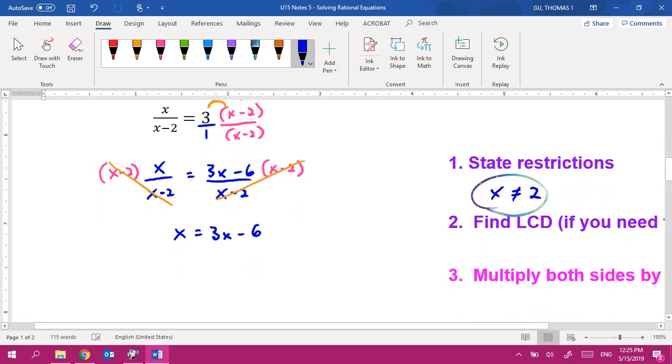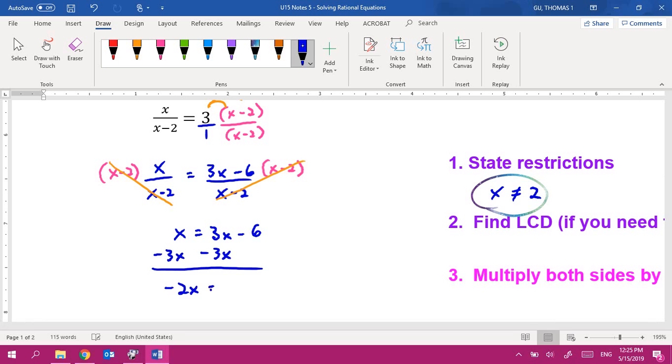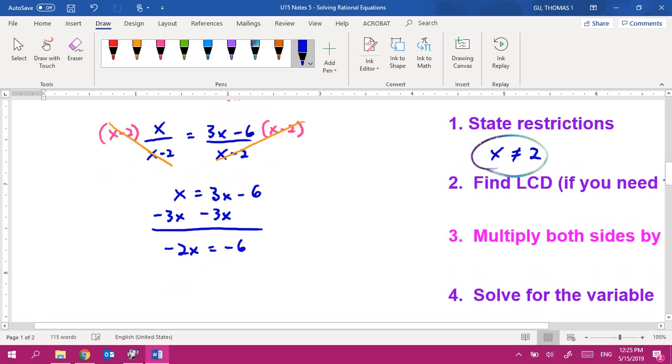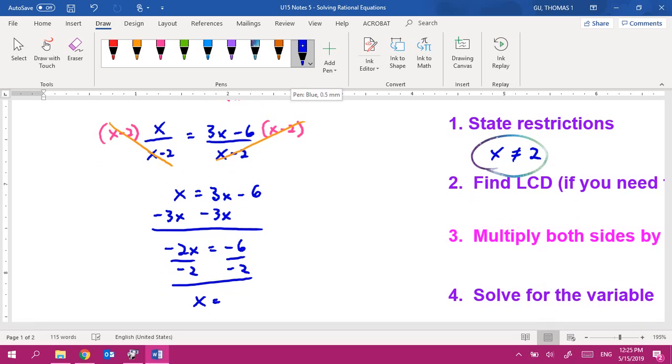All right. How do I finish this out in the shortest way possible? Subtract 3x. What is x minus 3x? So negative 2x equals negative 6. What's next? And so x equals? Negative 6 divided by negative 2 is 3. X equals 3. Now, is that a solution? Yes. Why? Because it is not equal to 2. It's not equal to your restriction.